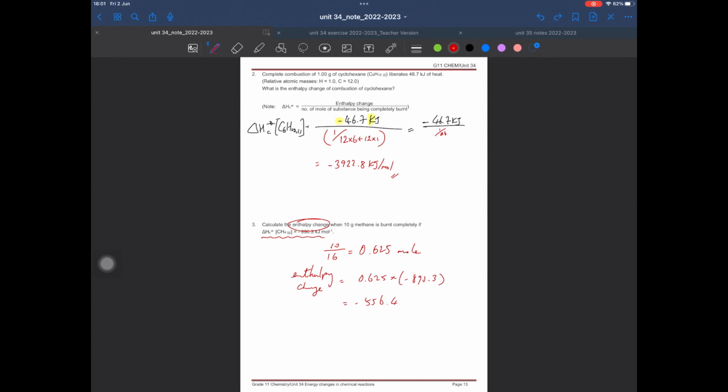Always remember, the negative sign should be included in your answer. Now, you should pay attention. This time, we have considered the number of mole already, so the unit for the final answer is kilojoule, but not kilojoule per mole.